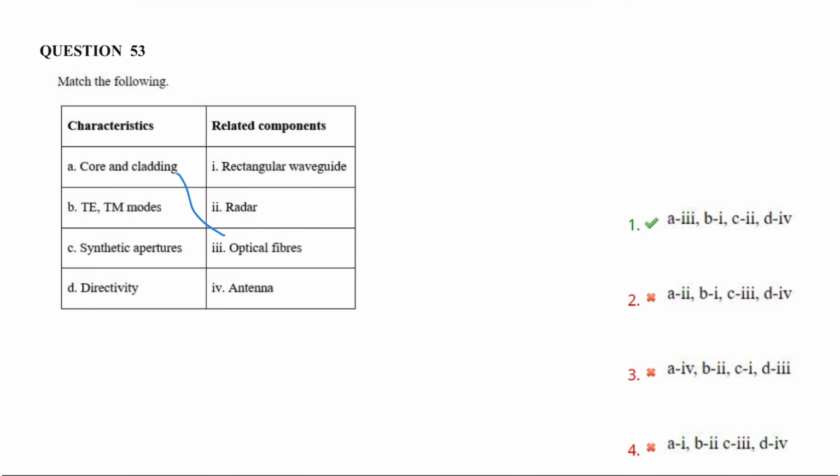So synthetic aperture is radar. Next, TE and TM modes are related to rectangular waveguides, and directivity is related to antenna. Directivity, directive gain, radiation resistance, half power beam width, gain, maximum directive gain is directivity. All these are parameters related to antenna. So correct option is 1.